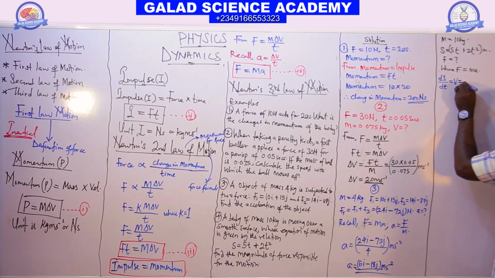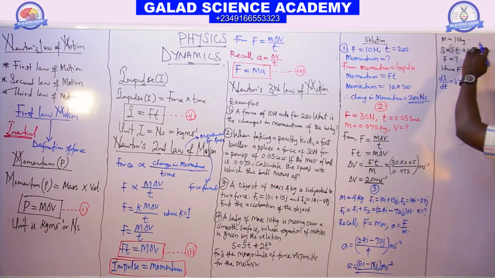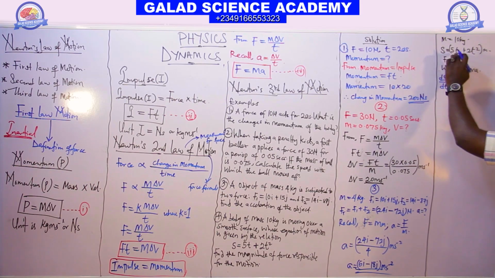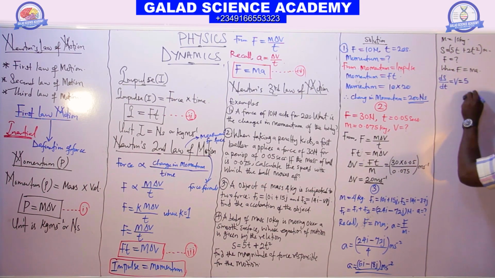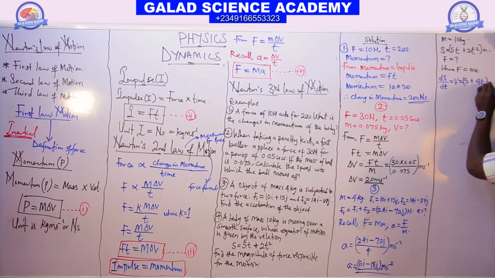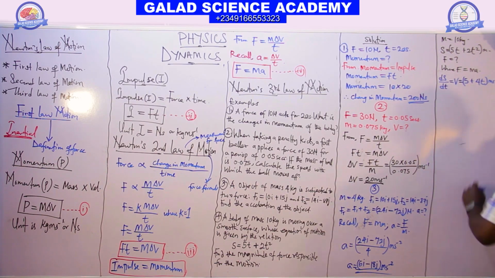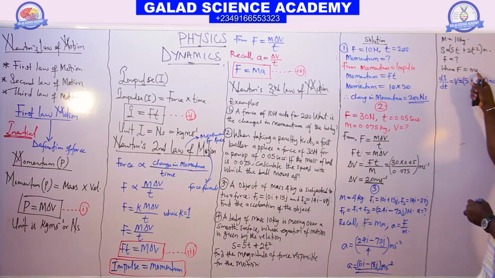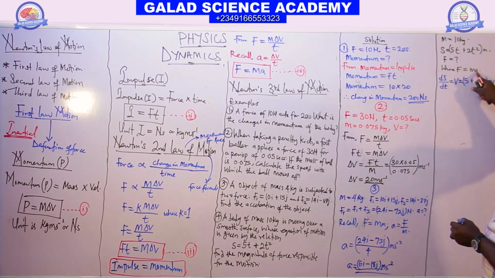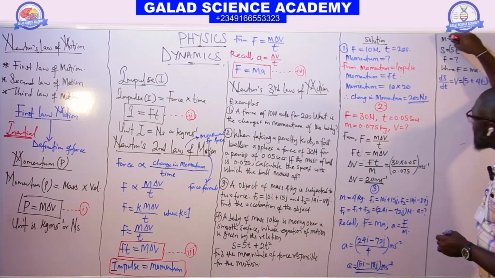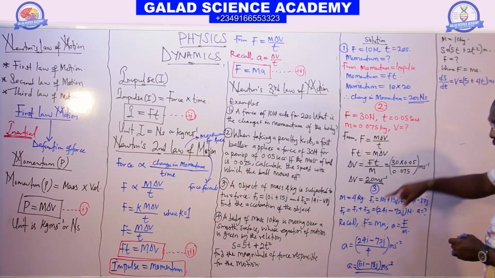So if we differentiate this one, the derivative of 5t will give us 5, and of 2t squared will give us 4t. This is the velocity in meters per second. But we are looking for acceleration. If you know the acceleration here, we will multiply it by the mass here to give us the force that we are looking for.